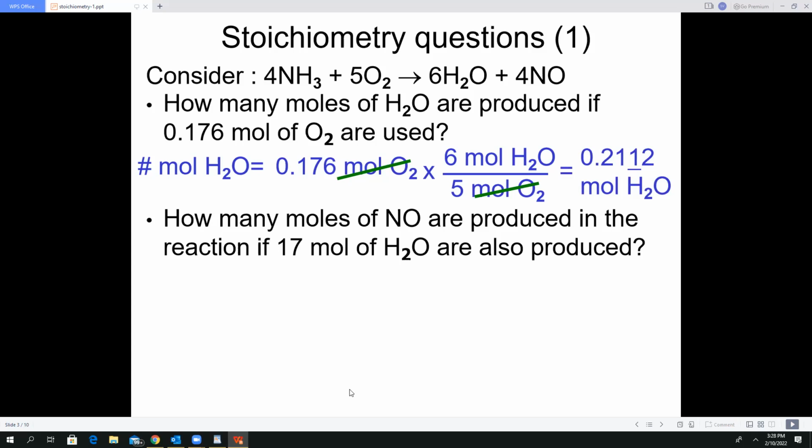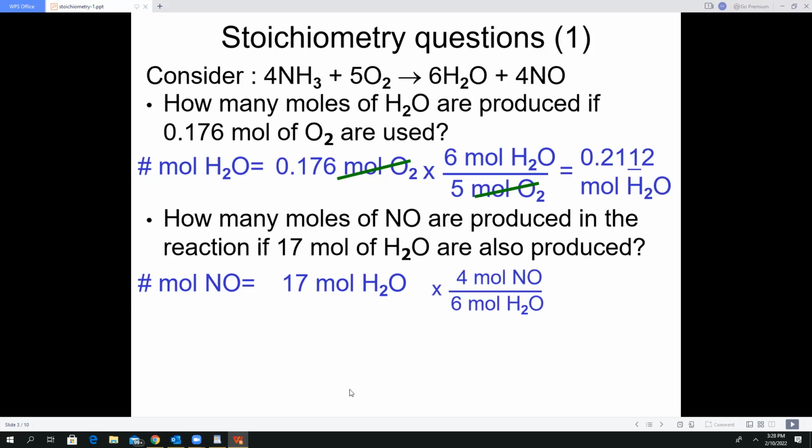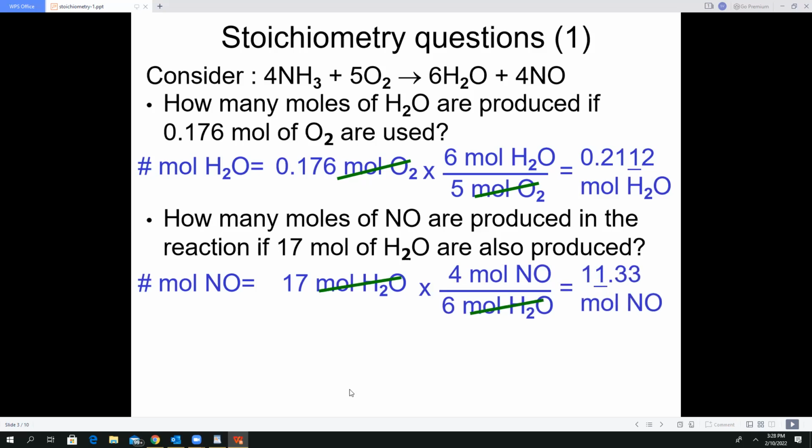Same thing with how many moles of NO are produced in the reaction if 17 moles of water are also produced. Okay, so 17 is what we know. And then we need that ratio between water and NO, right? And water goes on the bottom because that's what we have first. So water is 6 and NO is 4. There you go. So multiply, divide, and you get 11.33, but you have to cut it down to 11 because you only have 2 sig figs.